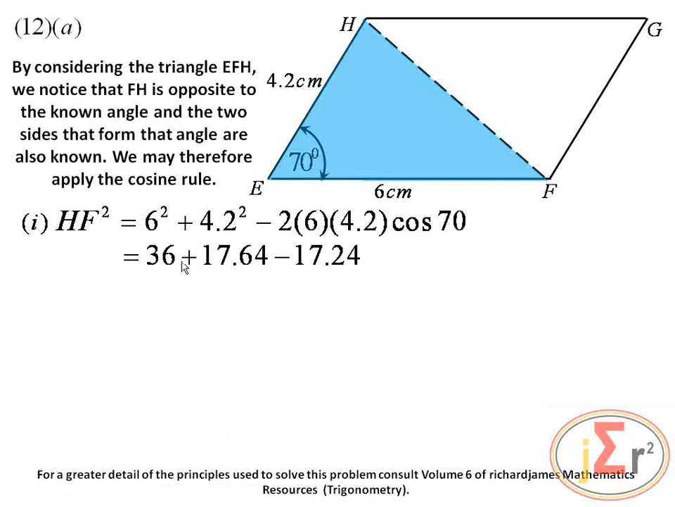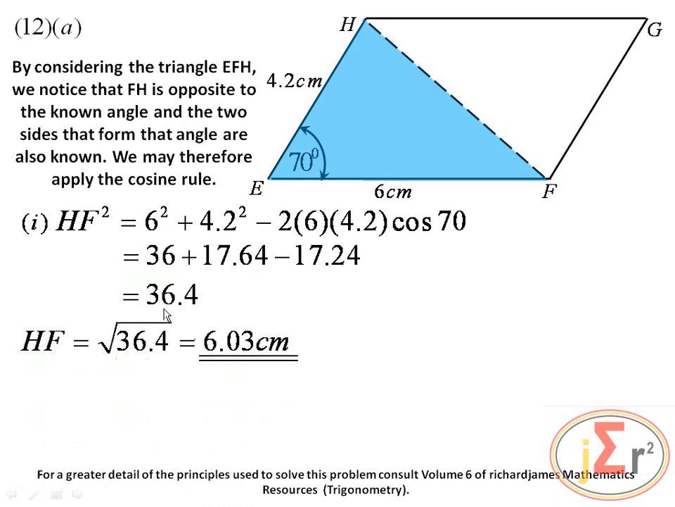When we simplify, squaring 6 we get 36, and of course if we square 4.2 this will be the result. And we'll go straight ahead multiplying 2 times 6 times 4.2 times cosine of 70, and we'll get 17.24. Then, of course, we will just do the simple arithmetic, and we get HF squared is equal to 36.4. Then, of course, we need to find the square root of 36.4. So HF is equal to 6.03 centimeters.